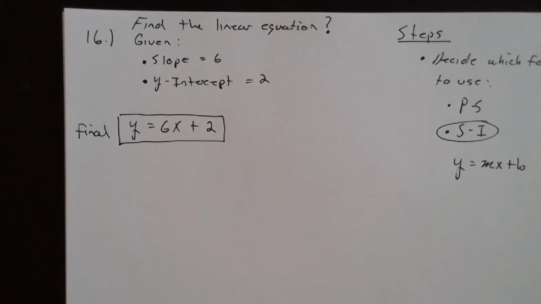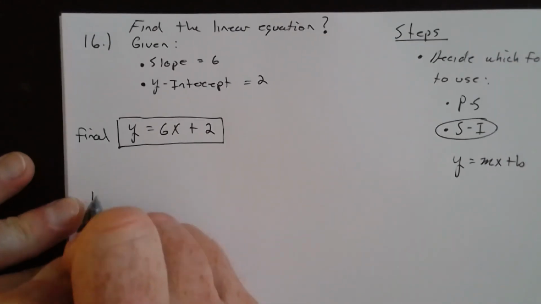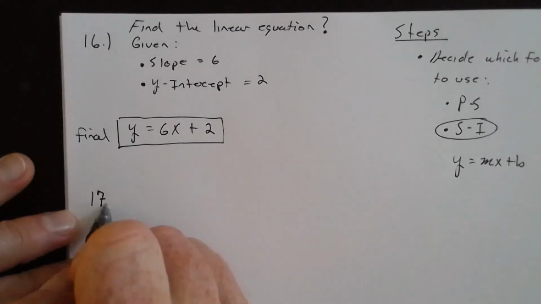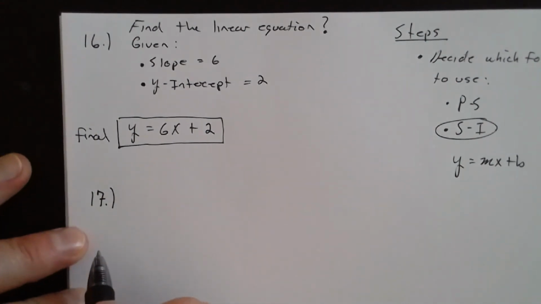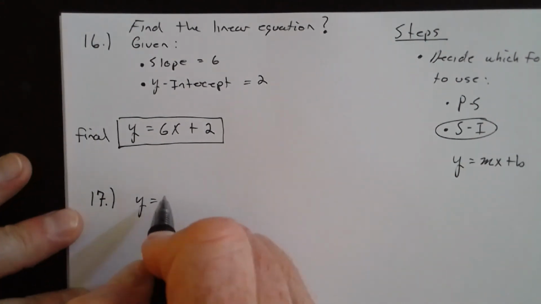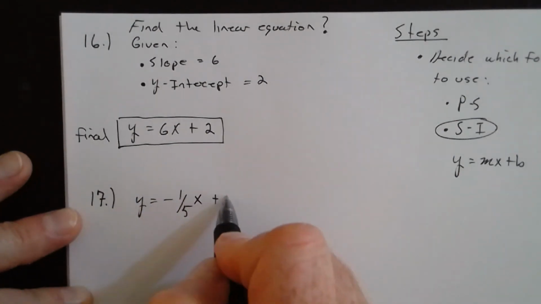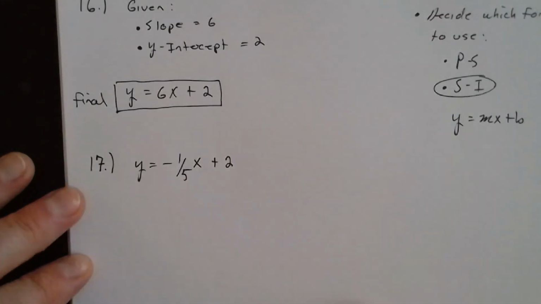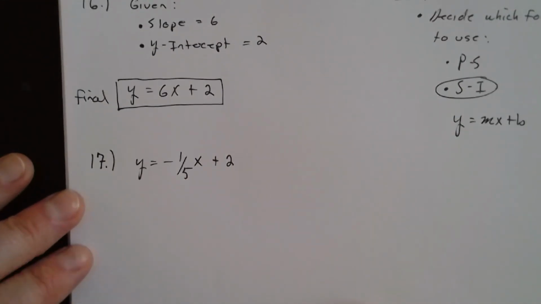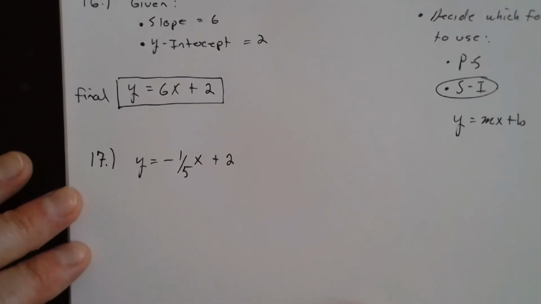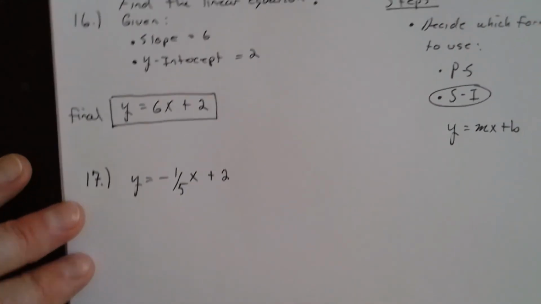Number 17. Y is equal to negative 1/5 x plus 2. And in this one here, we need to graph the line.